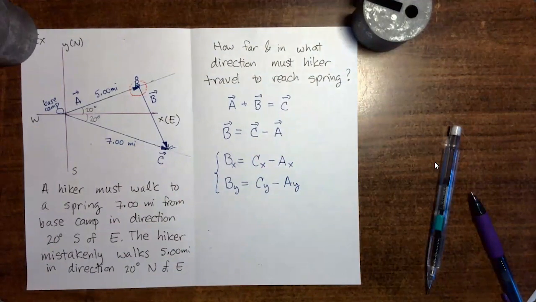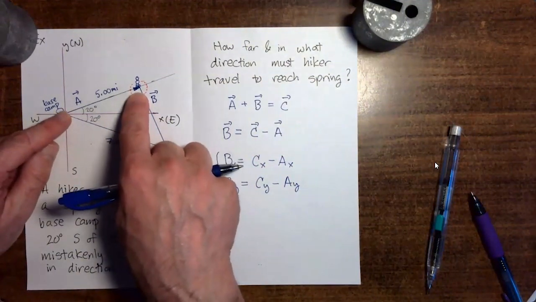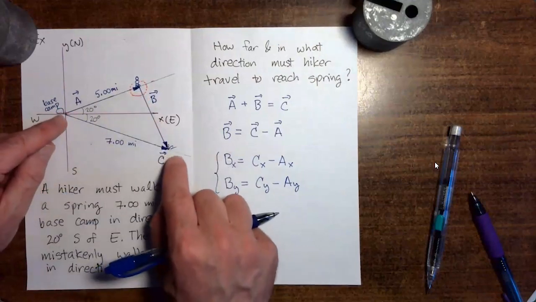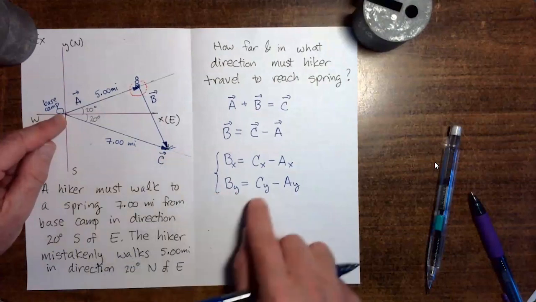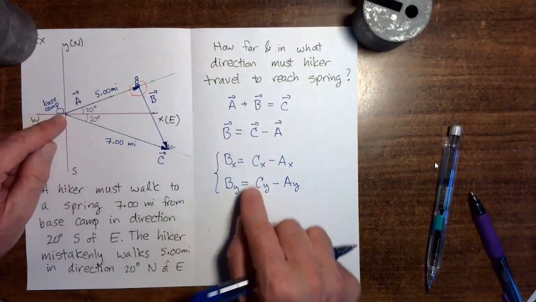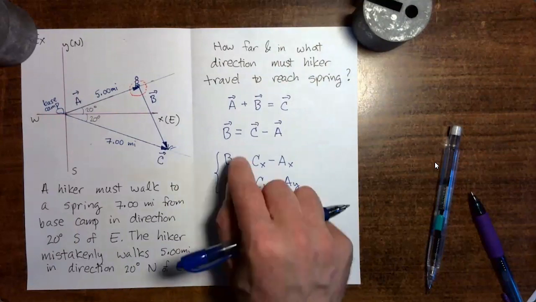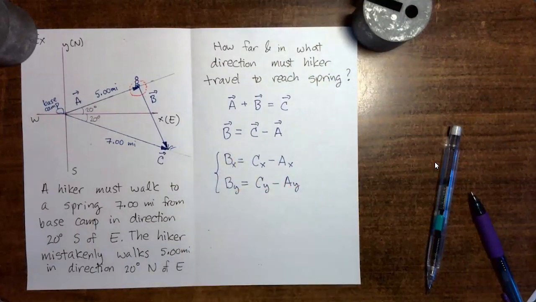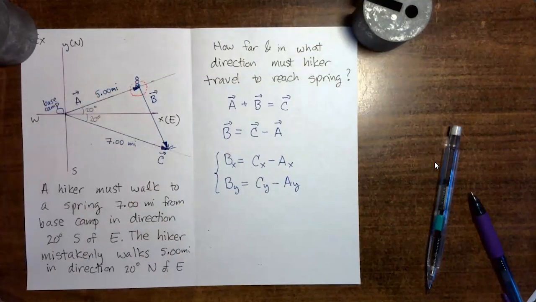So here's what we're going to do. We're going to look at vector A by itself and find its x and y components. We're then going to look at vector C by itself and find its x and y components. And then we can put those together to find the x and y components of vector B. And then once we have the x and y components of vector B, we can put those together to find the magnitude and direction of that final displacement.